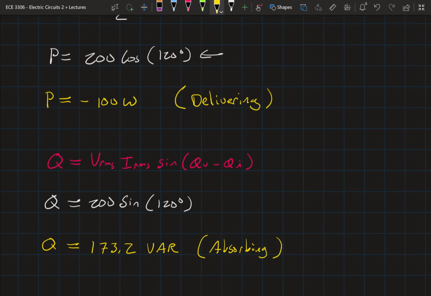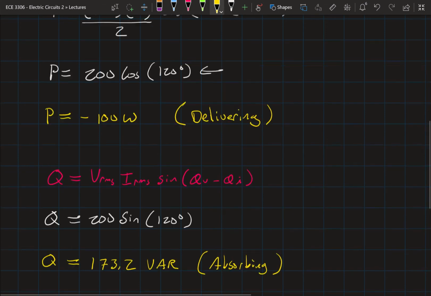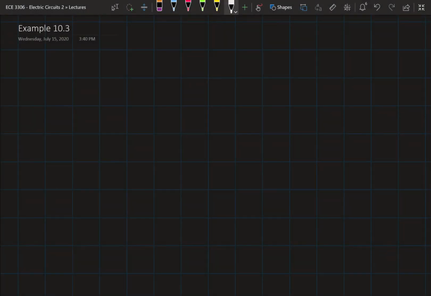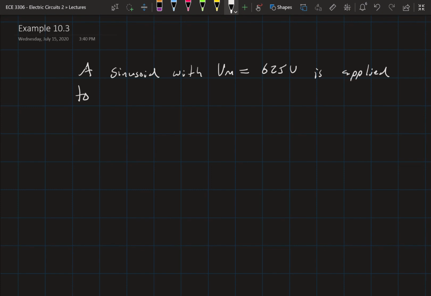We have a pretty simple equation. All we have to do is drop our values in, get our answers, and there's how we calculate average power and reactive power. Okay, this one final example that we want to do for this section is pretty simple. The statement just says a sinusoid with Vm equal to 625 volts is applied to a 50 ohm resistor.